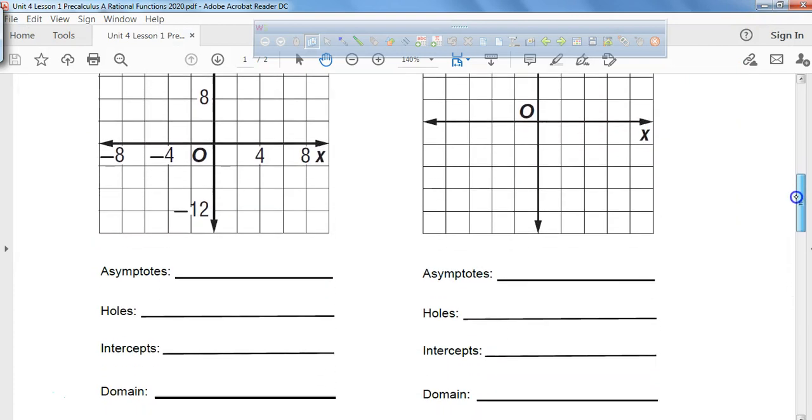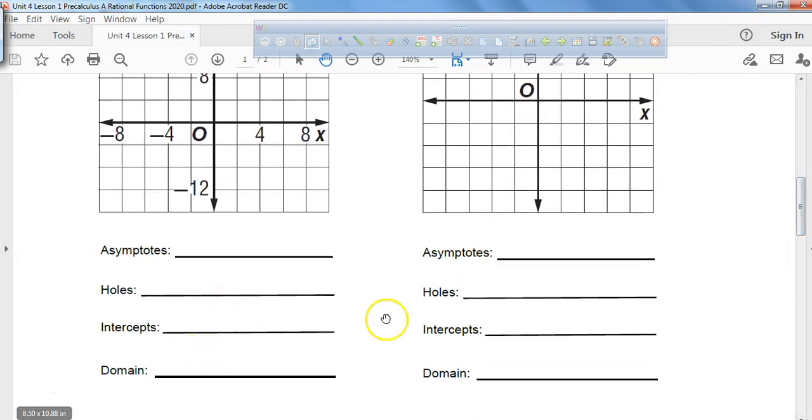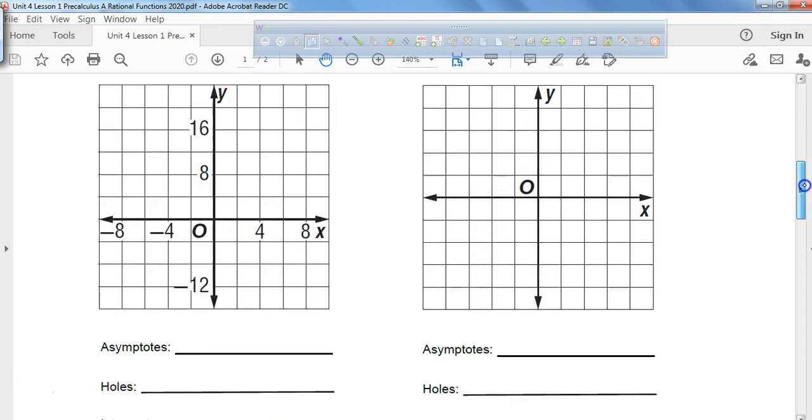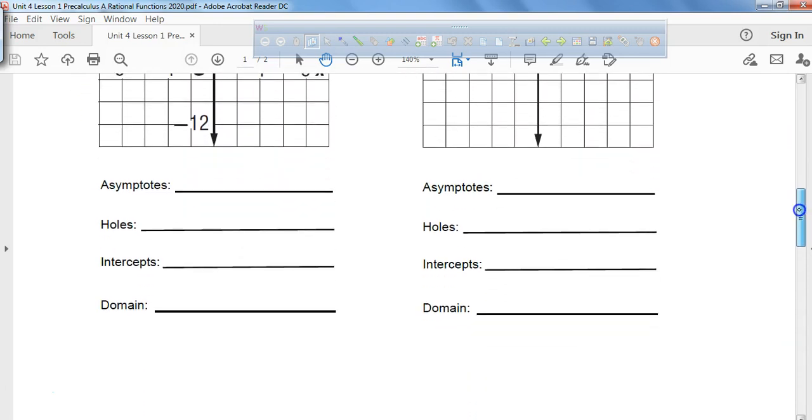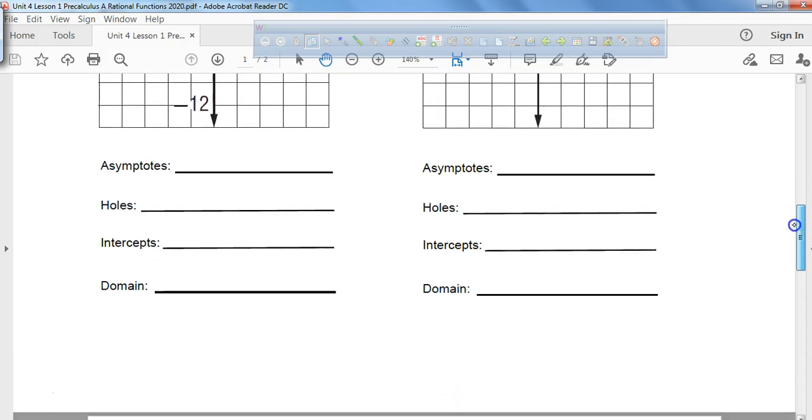All right, and you can talk about intercepts in the domain. You can try to fill those in. There were no holes in these graphs. There are intercepts like the y-intercept and the x-intercept.